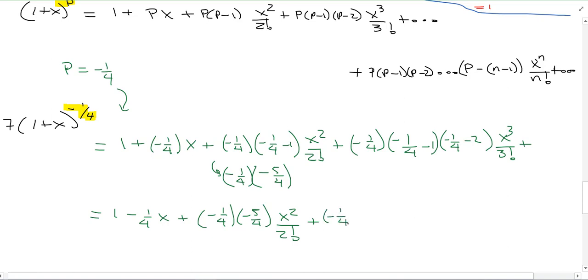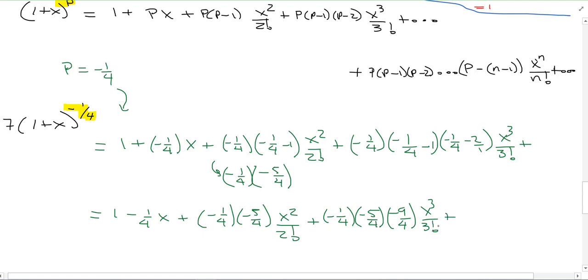So negative 1/4, our hope is to be able to see a pattern. So negative 1/4 minus 1, we already saw is negative 5/4. So what about negative 1/4 minus 2? So get a common denominator of 4, so that will be 8. So minus 1 minus 8 is negative 9. So negative 9/4 x cubed over 3 factorial, right?